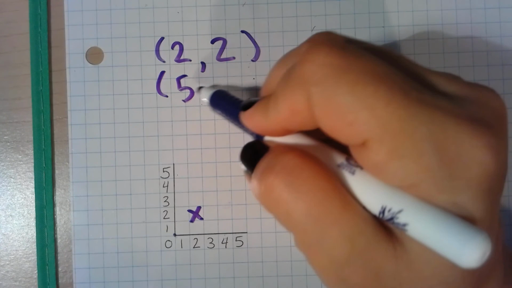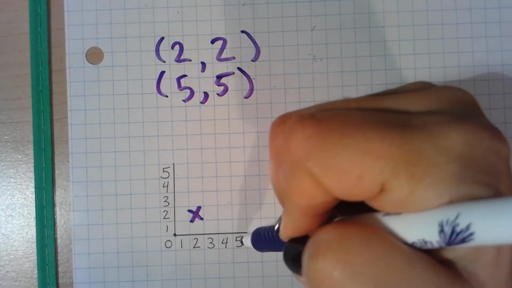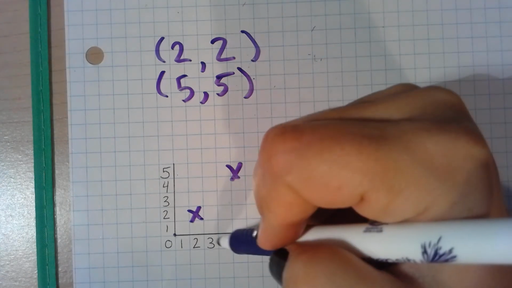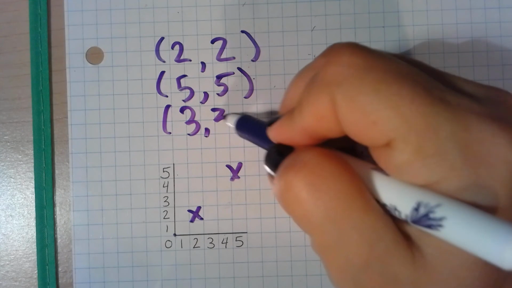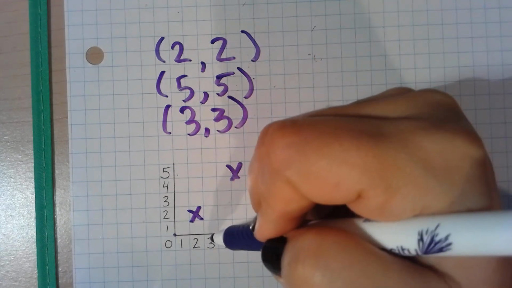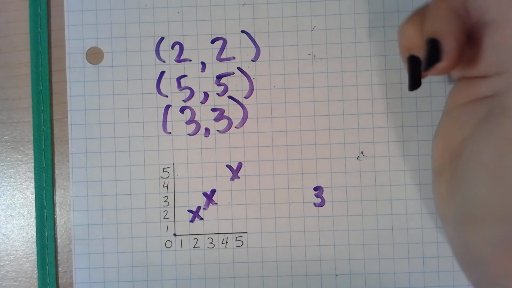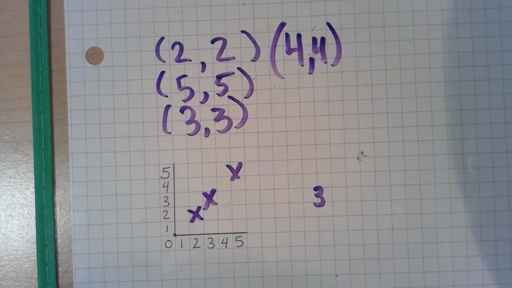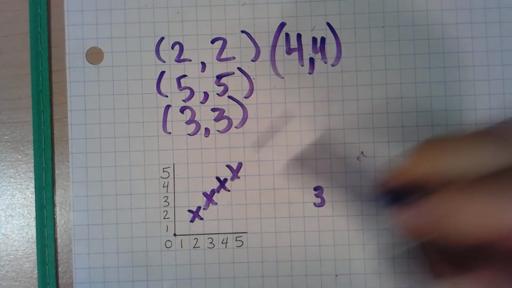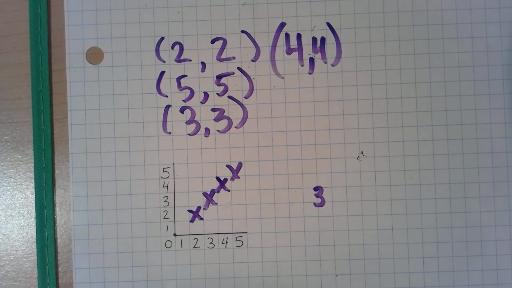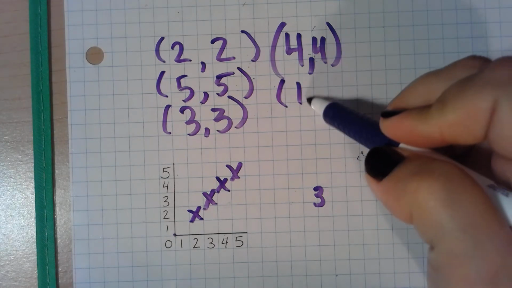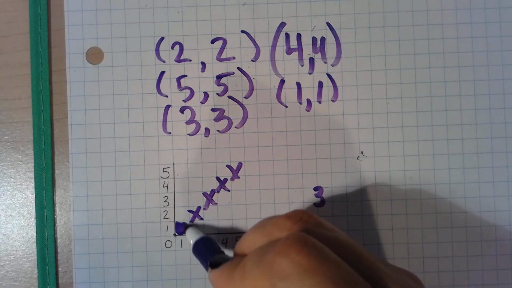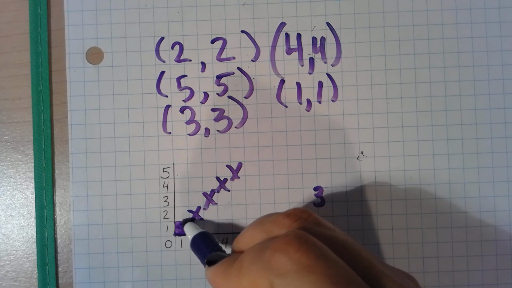5, 5. Over 5, up 5. Nope. 3, 3. Over 3, up 3. Nope. You're on a roll. 4, 4. Nope. This one's tricky. 1, 1. You know you want 1, 1. Ah, you got one. One of my boats.